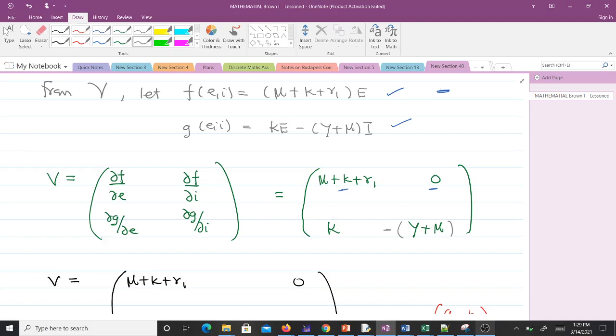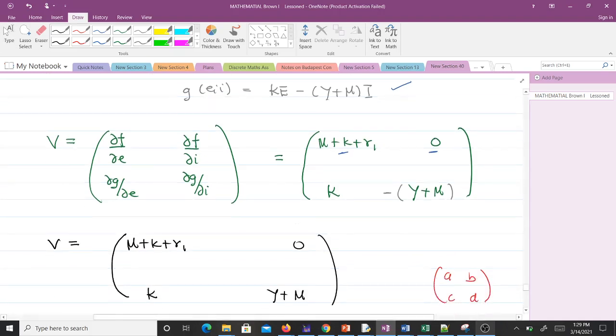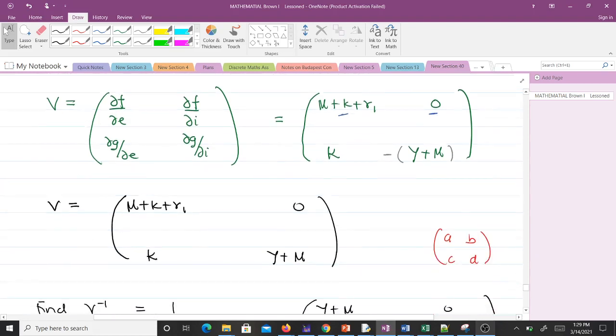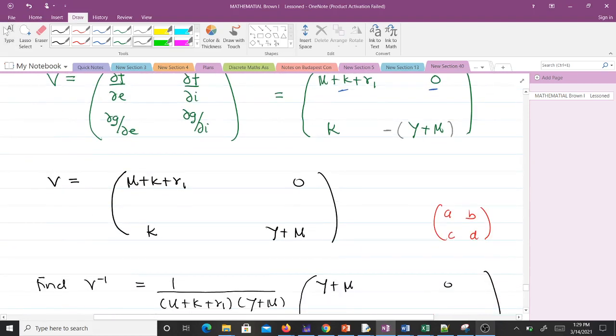So after getting this, we can choose to evaluate it at the fixed point, but since we don't have any variable here, we get the same thing because we just have parameters. Okay, so just have to bring my negative here. So this becomes our V. So now we have to find V inverse.